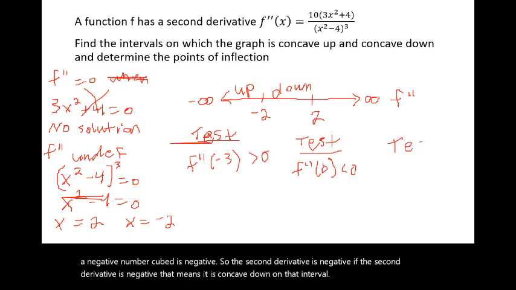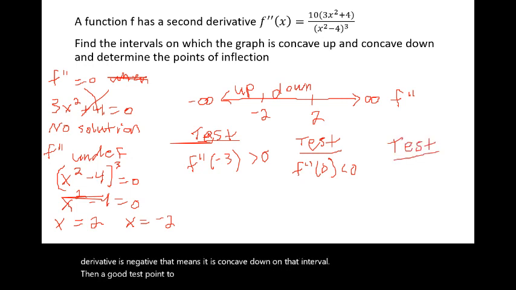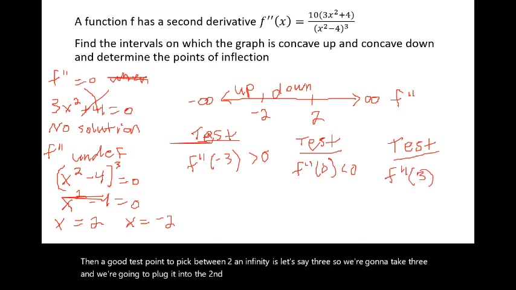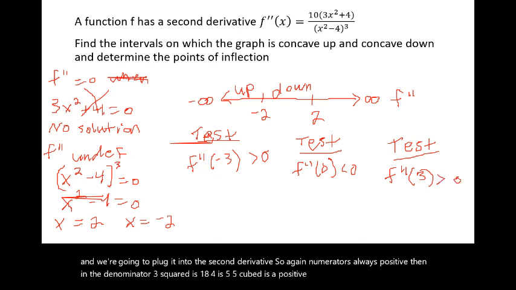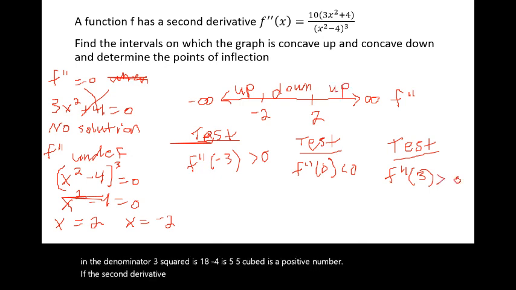If the second derivative is negative, that means it is concave down on that interval. Then a good test point to pick between 2 and infinity is, let's say, 3. So we're going to take 3 and we're going to plug it into the second derivative. So again, numerator is always positive. Then in the denominator, 3 squared is 9, 9 minus 4 is 5, 5 cubed is a positive number. If the second derivative is positive, that means the function is concave up.